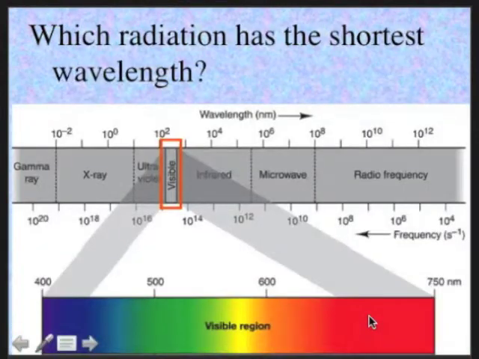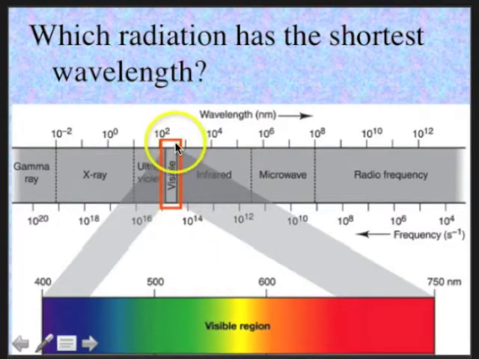Now we're talking about light, and the common way we think about light, of course, is visible light, but there's a whole range of electromagnetic spectrum of which visible light is only a part, and a narrow part at that.